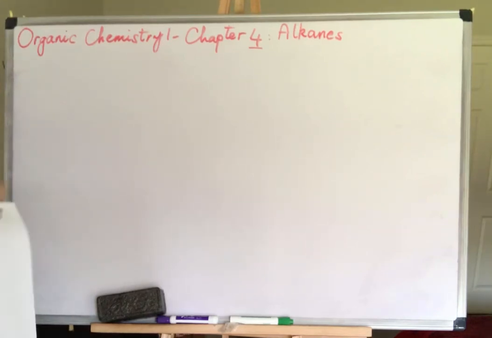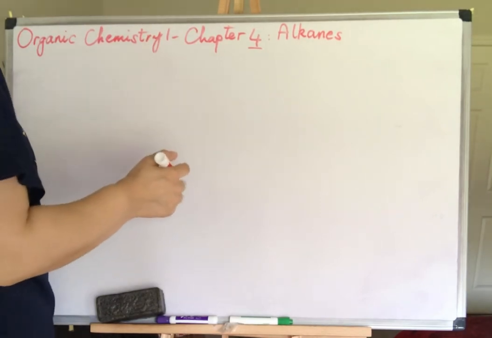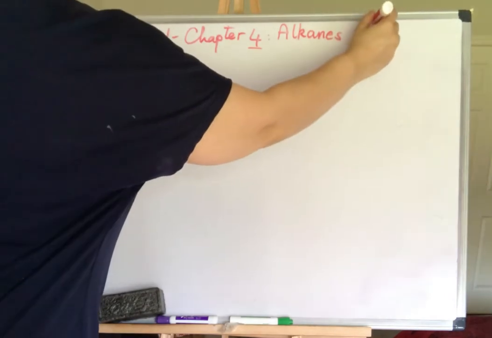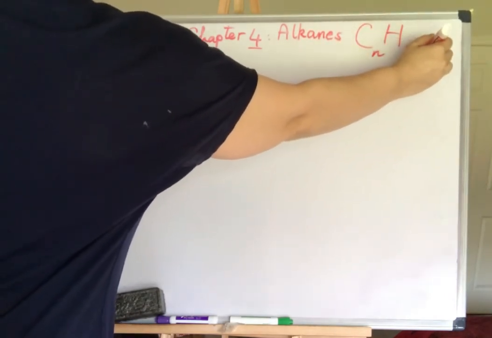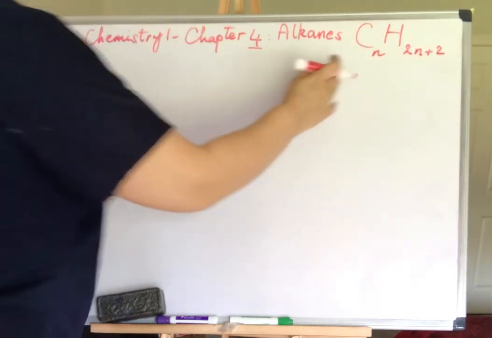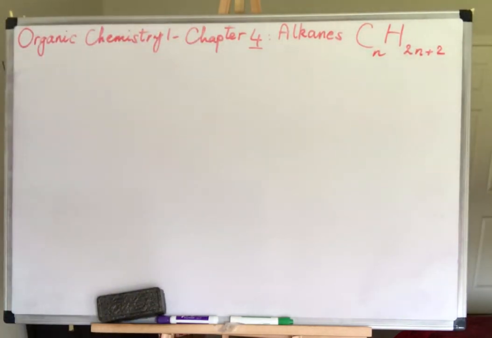Let's start working on alkanes today. The first thing we need to know about alkanes, and we talked about it before, is that they are saturated hydrocarbons. Means they're a combination of carbon and hydrogens, all single bonds. So they're completely saturated, and their formula is CnH2n+2.